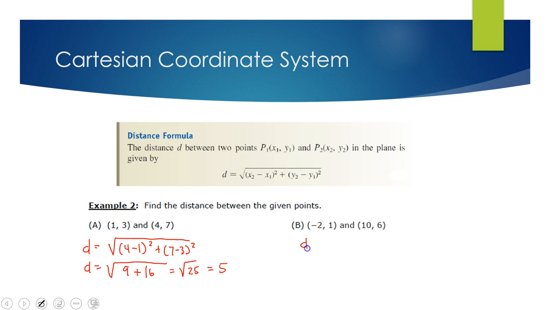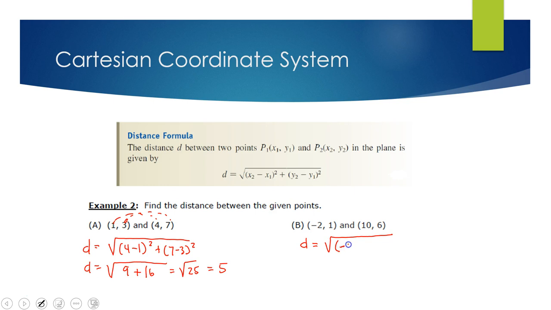I'll do the same thing over here. D is going to equal... Now, it doesn't matter which order you subtract them. Generally, if I do the y coordinates in this order, I'm going to do the x coordinates in the same order. But that doesn't even matter in this one because we are eventually squaring them.